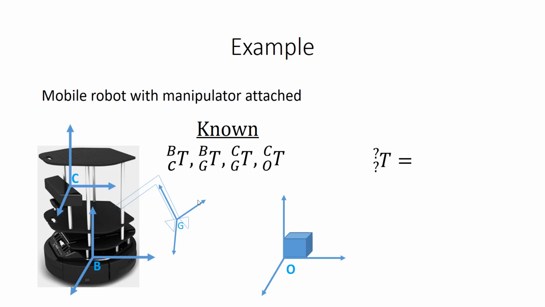So my first question to you is, what is the transform that we're actually looking for? The transform that we're looking for is from O to G. Right, so if we want to get our gripper here, we want to know what the transform needs to be from the object to the gripper. And so now my question is, how do we find that?